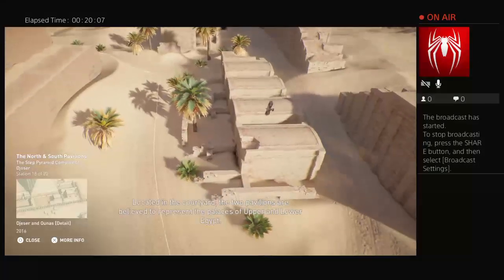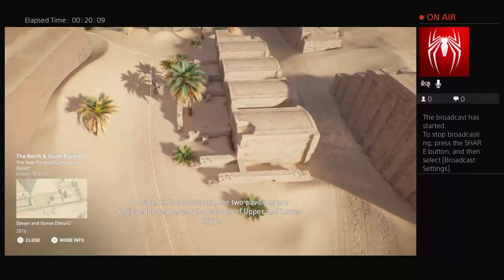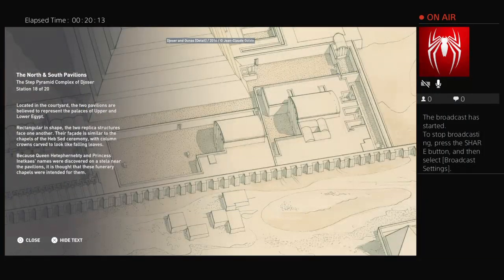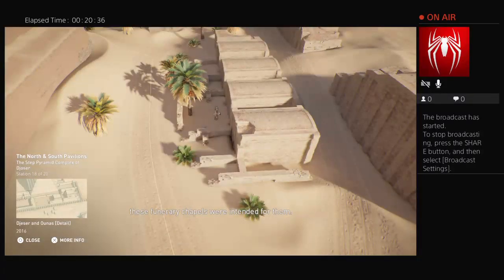Located in the courtyard, the 2 pavilions are believed to represent the palaces of Upper and Lower Egypt. Rectangular in shape, the 2 replica structures face one another. Their facade is similar to the chapels of the Hebsed ceremony, with column crowns carved to look like falling leaves. Because Queen Hetep Hernepti and Princess Inetkas's names were discovered on a stela near the pavilions, it is thought that these funerary chapels were intended for them.